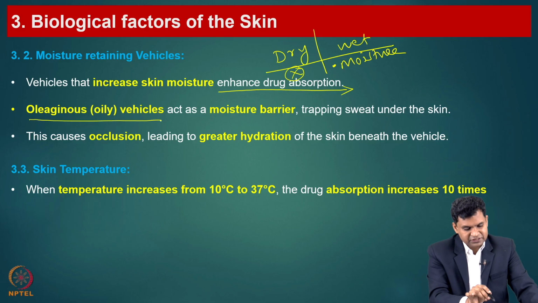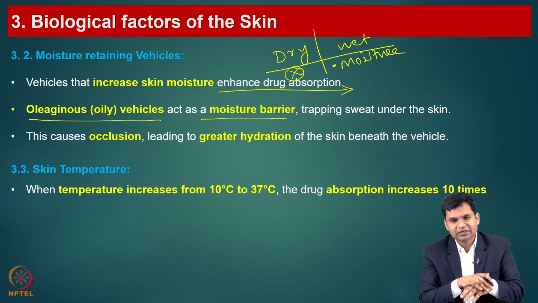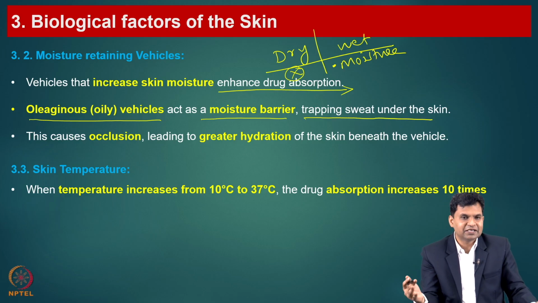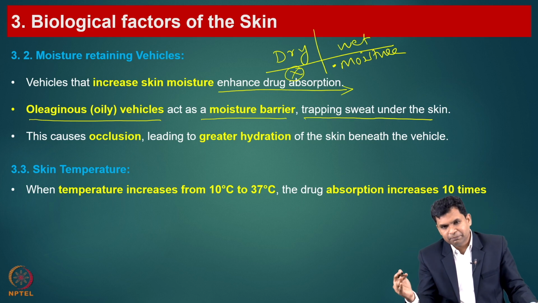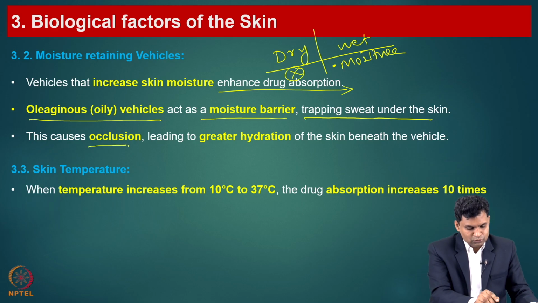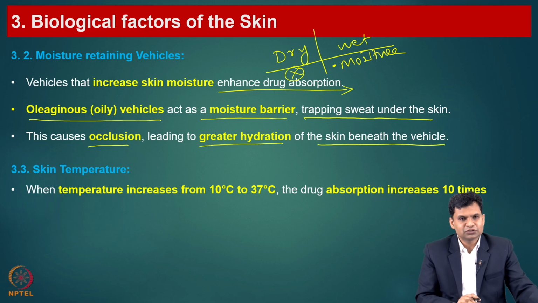So, oleogenous vehicles act as a moisture barrier, and when you apply them you can avoid all types of dryness, and they trap the sweat under the skin. So, these need to be added in the final formulation to avoid all types of physiological problems. These cause occlusion, leading to greater hydration of the skin beneath the vehicle. So, this is one strategy to overcome all types of dryness of the skin.